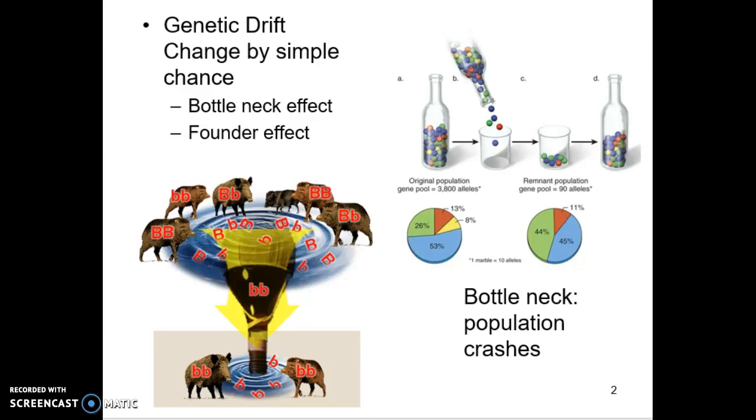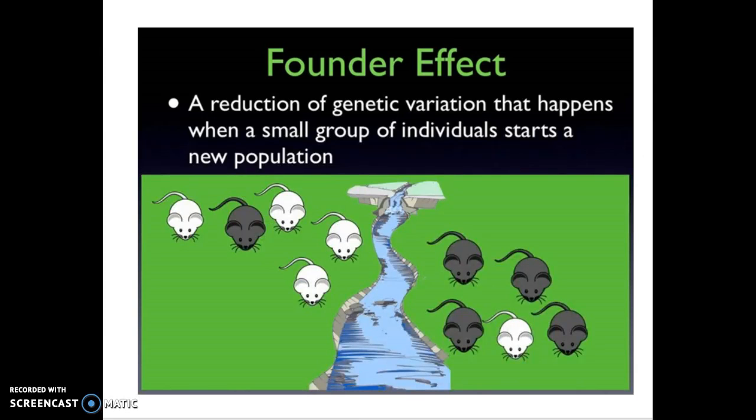Okay, the next example of genetic drift is this thing called founder effect. This is when you lose genetic variation because a small group of individuals gets isolated or relocated or moved, and it starts a new population. So the original population doesn't necessarily crash, but they just isolate themselves, and the frequency in the isolated population is not the same as what it was in the original.